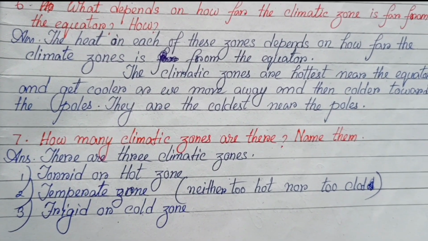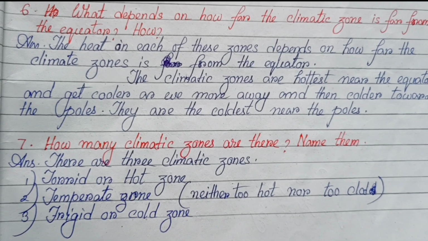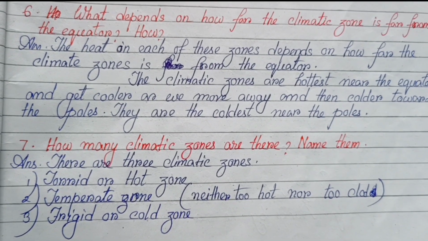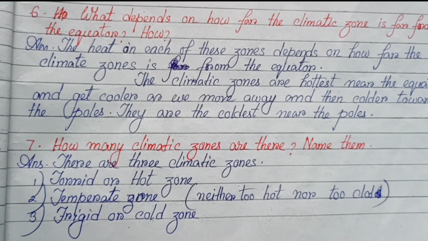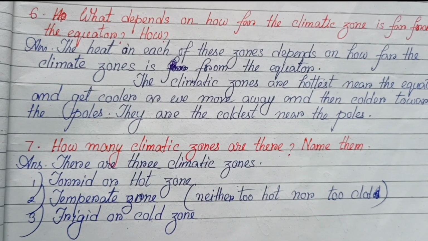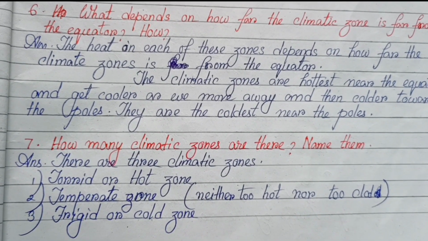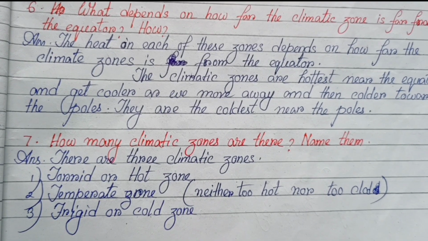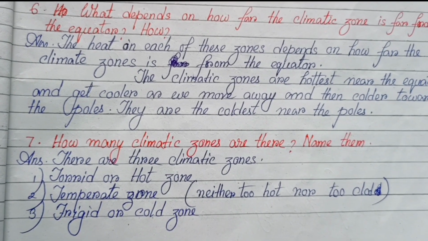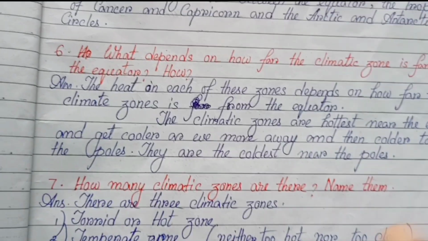Number 7, how many climatic zones are there? Name them. There are 3 climatic zones. Number 1, torrid or hot zone. Number 2, temperate zone, that is neither too hot nor too cold. Number 3, frigid or cold zone.